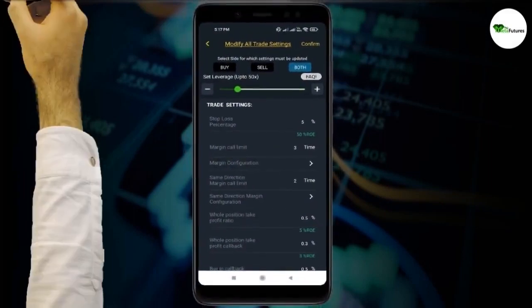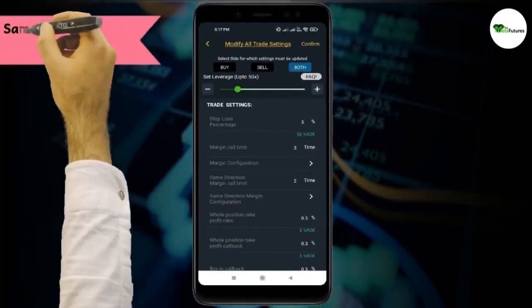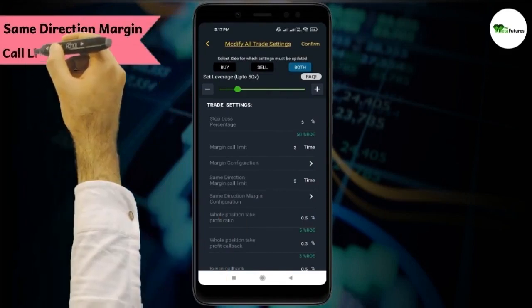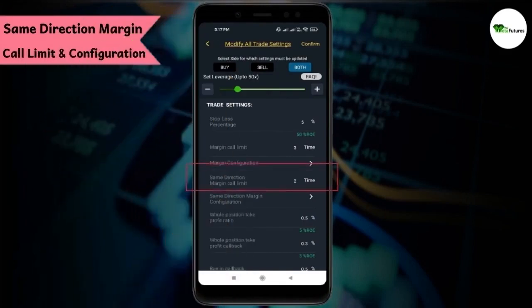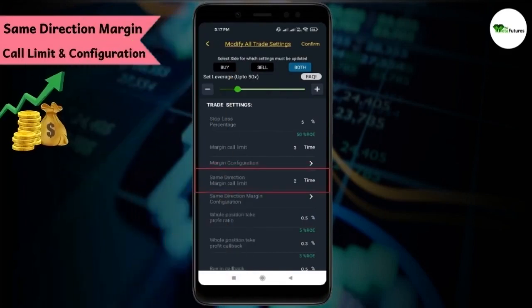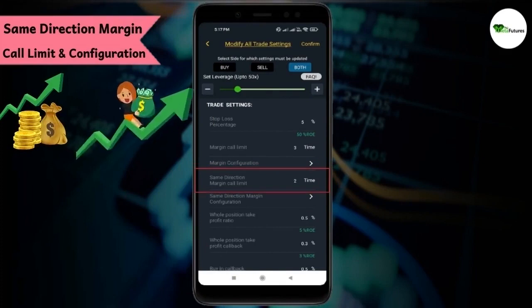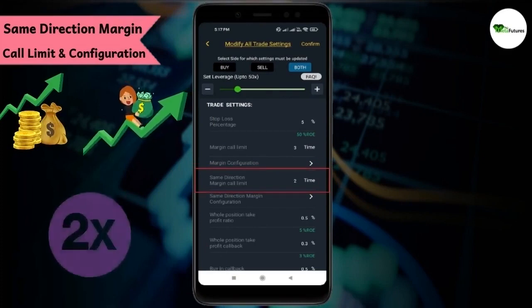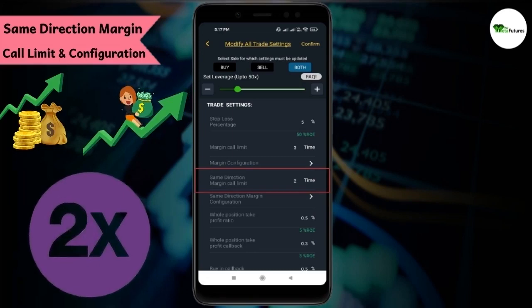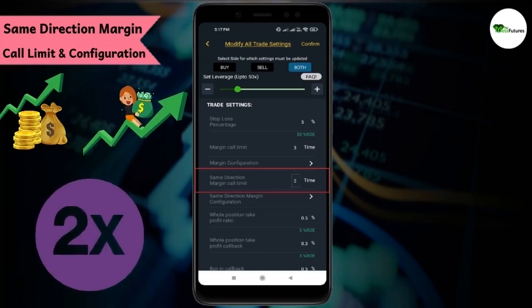Let's talk about the same direction margin call limit and the same direction margin configuration. The same direction margin call limit determines how many times the bot will add trade in the same direction you have already placed a trade. As I have entered 2 in the same direction margin call limit, the bot will place a trade 2 times.